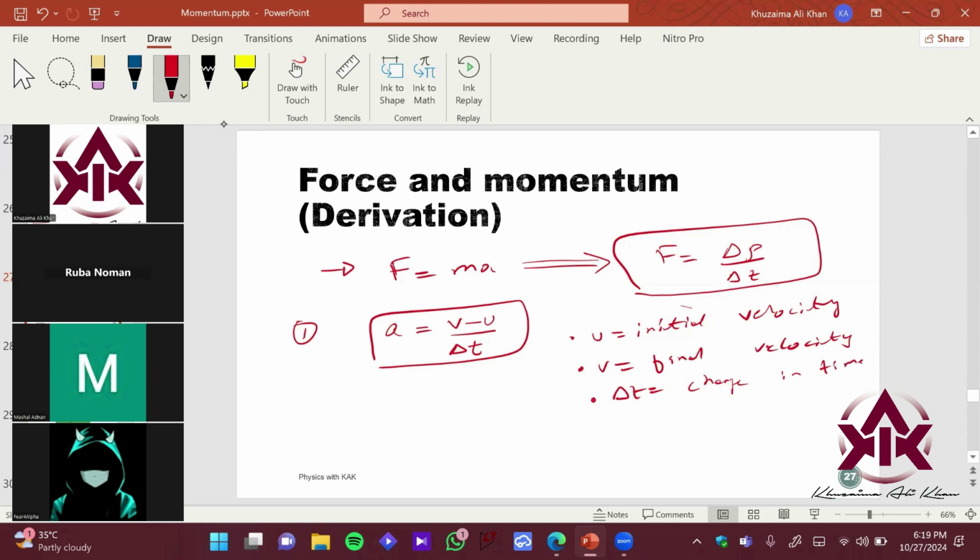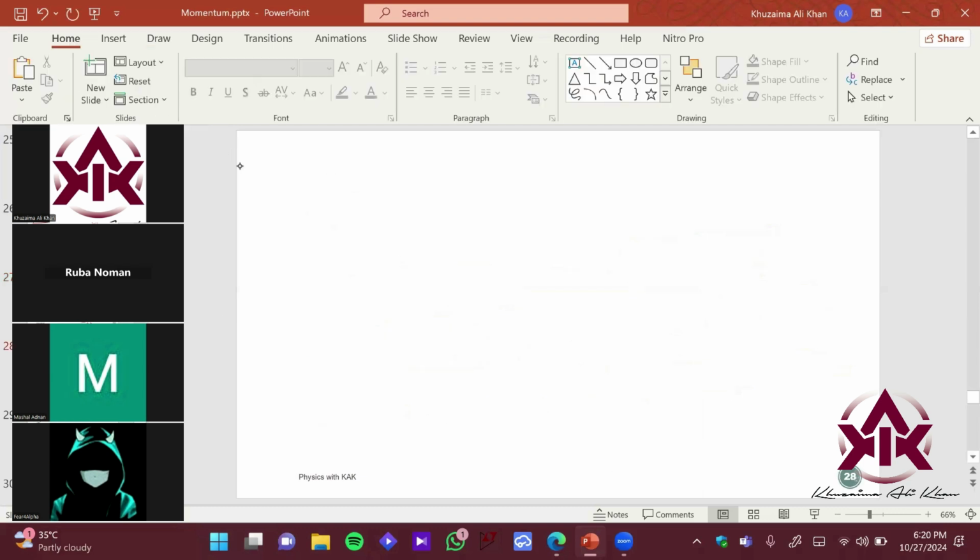Now let me put this form into this equation, right? So what happens? This comes out to be F equals m times (v minus u) divided by delta t. If I expand this, force is equal to mv minus mu divided by delta t. Can anyone tell me what is mv, what is mu?